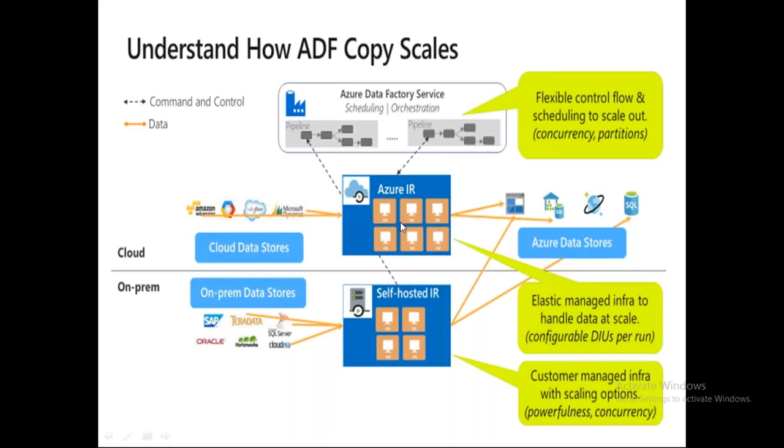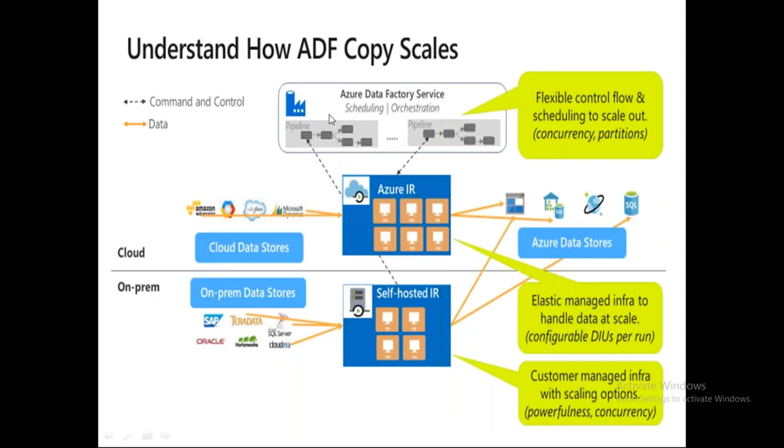If you select 4 DIUs, how much memory and CPUs they will give, those details are nowhere available. Okay, clear. Now you have a Data Factory pipeline. This is the pipeline which will move data from on-premise to cloud. This is the pipeline which will move data from AWS to the cloud.